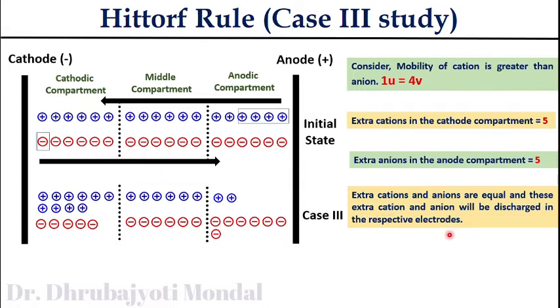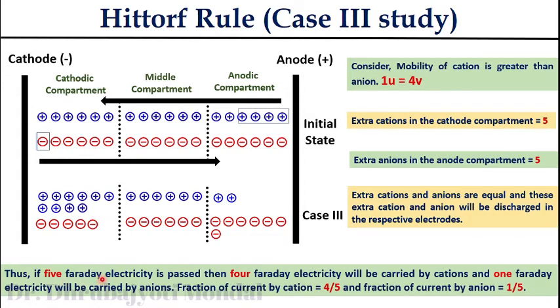These extra cations and anions are equal, and they will be discharged at the respective electrodes. Now if 5 faraday of electricity is passed, then 4 faraday will be carried by the cations and 1 faraday will be carried by the anions. So the fraction of current carried by the cation is 4 by 5, and by the anion is 1 by 5. From these three cases you can conclude that the extra cations or anions in the cathodic and anodic compartments are both equal, and they do not depend on the speed of the cations or anions.